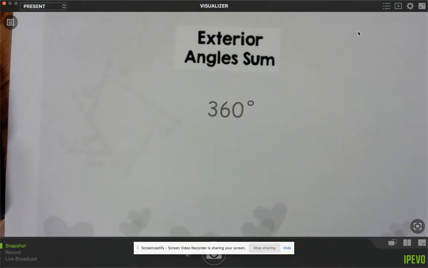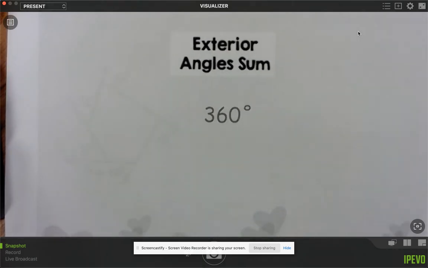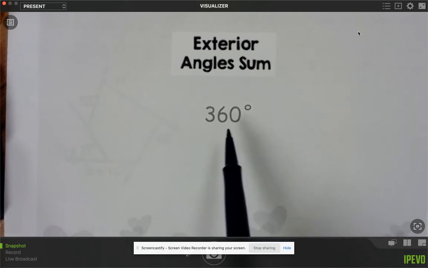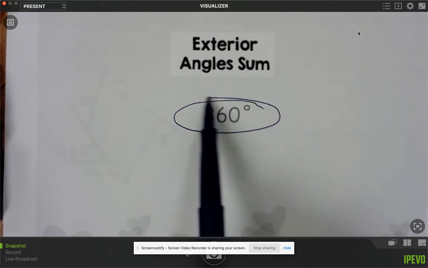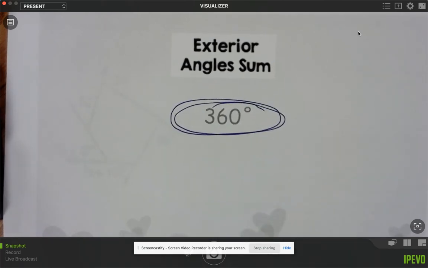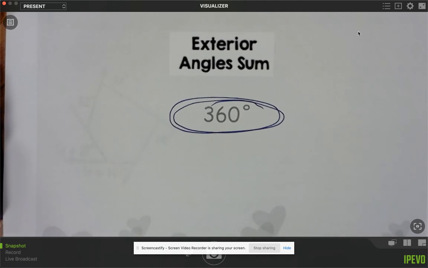All right, we're switching gears again. So we were just working with interior angles, but now we want to talk about exterior angles. And what's really nice about exterior angles is no matter what your shape is, no matter if it's 3 sides or 50 sides, it's always, always, always 360 degrees. There's no formula. You just need to remember that they equal 360 degrees.